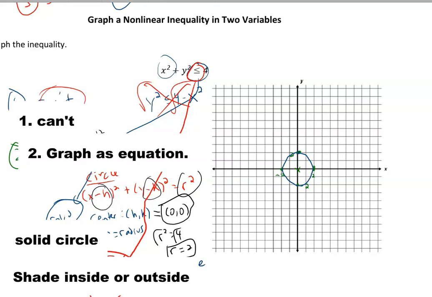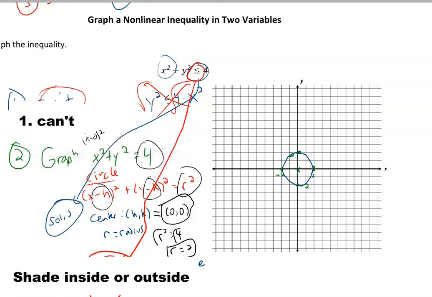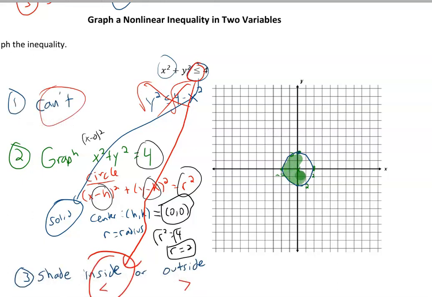So let me get the other tool out. And this time I don't want a big pen mark because I don't have a very big area to shade in. So we're just going to shade in, I guess we'll do green here. We're going to shade in this little area right here, just inside the circle.